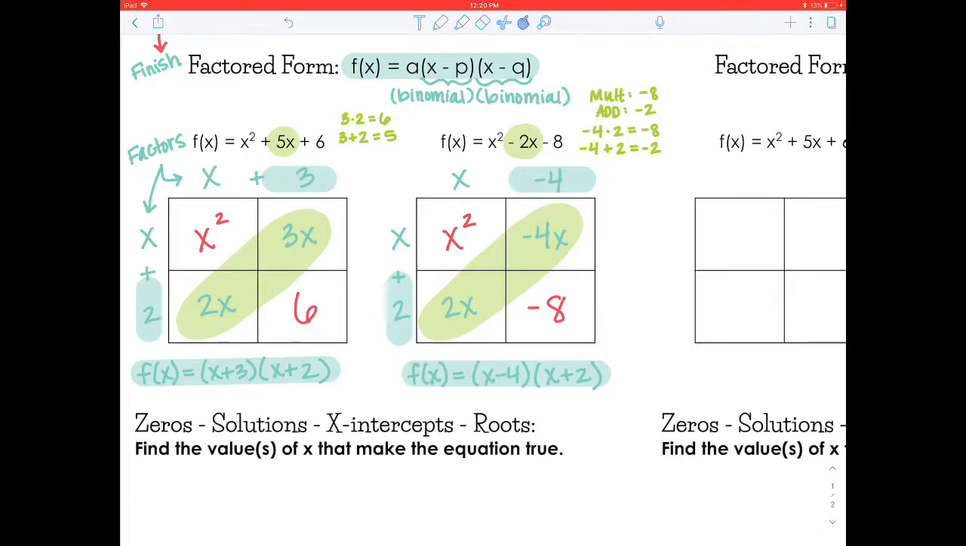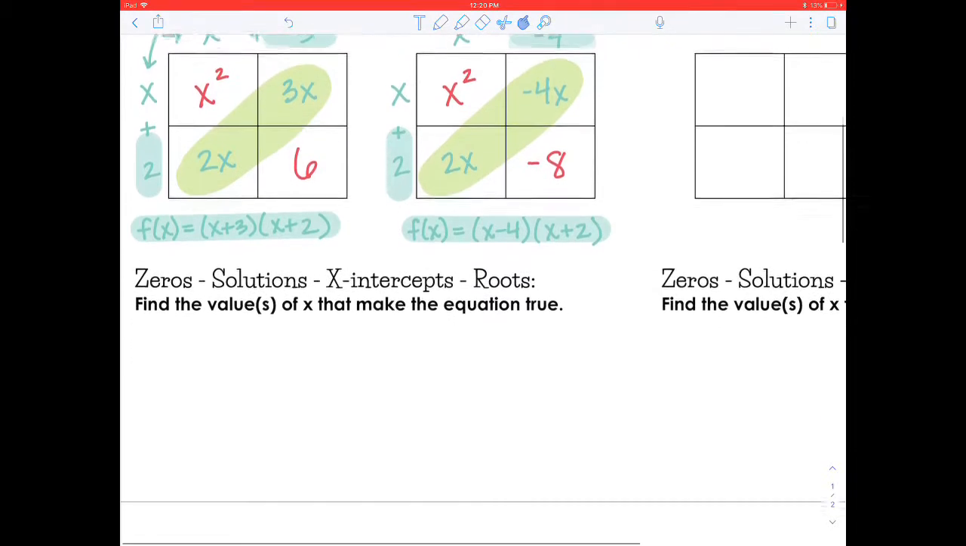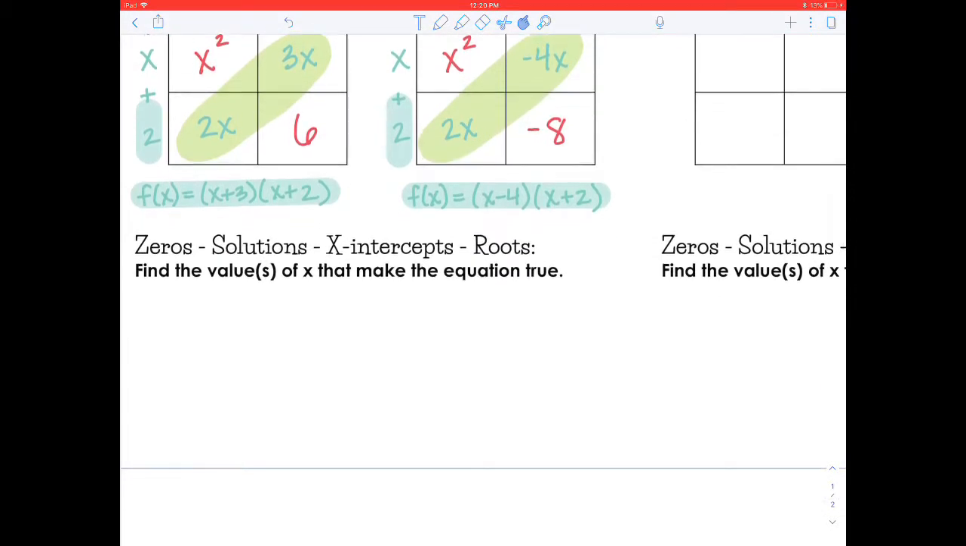Okay, now how does this help us find the zeros? Okay, so let's kind of talk about this. So remember, our zeros, we also call them solutions or x-intercepts or also roots. Those are all 4 names that you will see for those. And we can get these once we've factored, okay? So we're going to find the value or values of x that make the equation true. And when we do that, we're going to solve for those zeros.